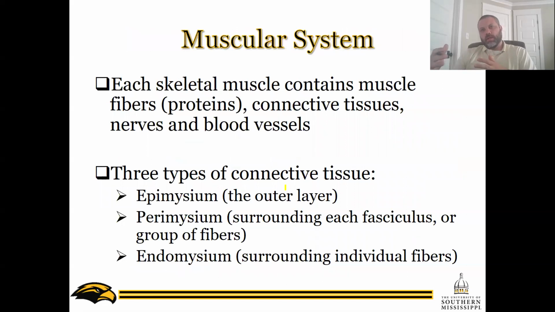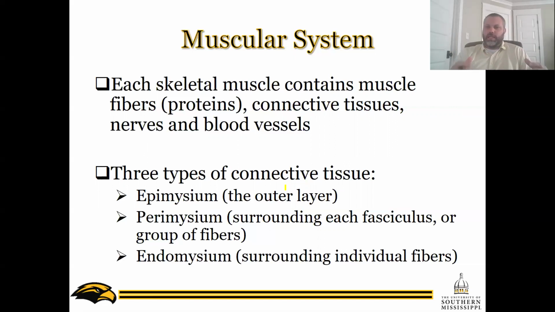So as we move into the muscular system, one thing that is important to point out here is that we're going to have lots of layers of connective tissue in this. Each skeletal muscle is going to have our contractile proteins, connective tissues, nerves, and blood vessels that are all a big part of what is going on with the physiology and the actions of the muscle itself.